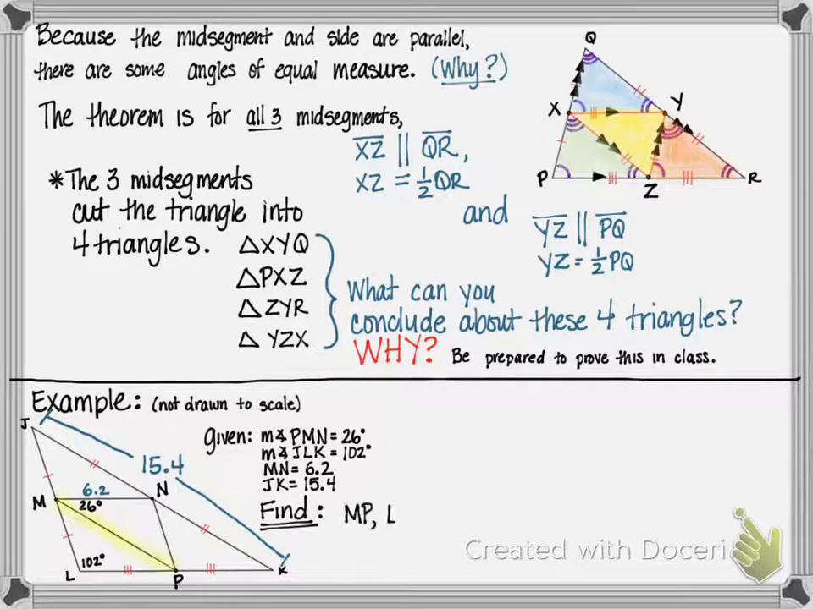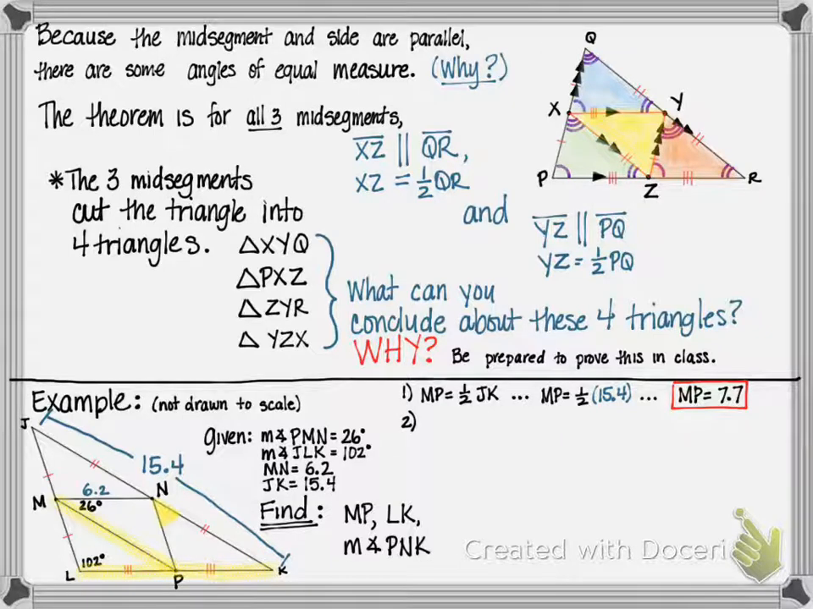What we want to find is the measure of the segment MP, the measure of the segment LK, and the measure of the angle PNK, all of which are highlighted in yellow in the diagram. For part 1, to find the measure of MP, we note that MP is a midsegment, so the midsegment is equal to half that of the side JK. We have the measure of JK, so we're going to use substitution. Then we'll simplify, and we get that the measure of the segment MP is 7.7.